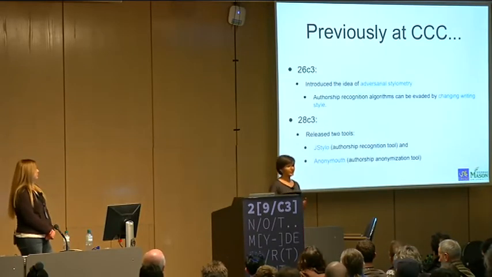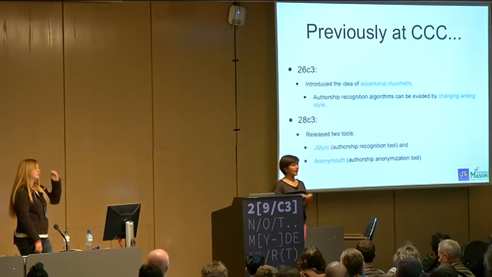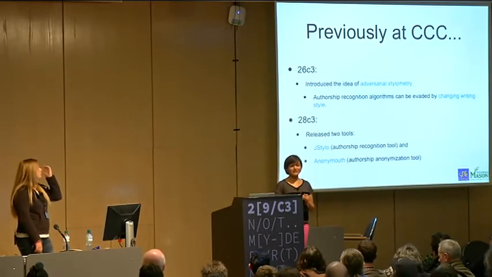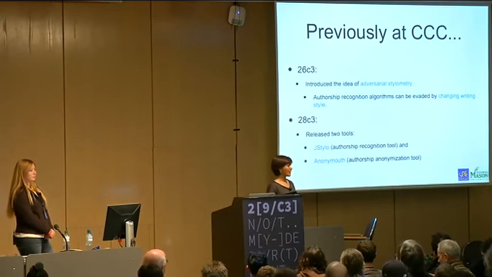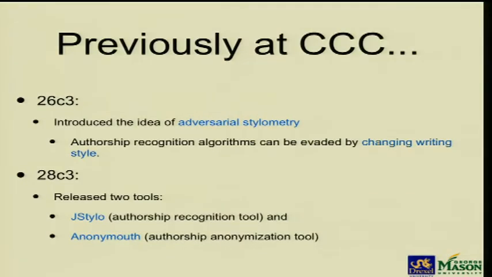In last year's CCC, we presented two tools, JStylo and Anonymouth. JStylo is the authorship recognition tool, and Anonymouth is the authorship anonymization tool that uses JStylo to analyze a text and then provide user-specific suggestions to change your writing style. Both of these tools are available on our website, and they are open source, so feel free to look at them and help improve these tools.